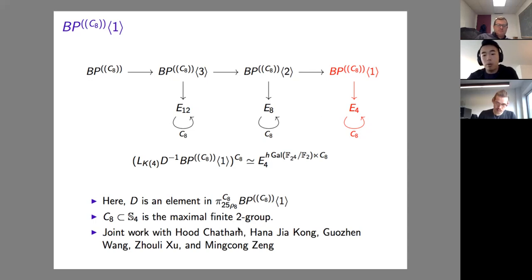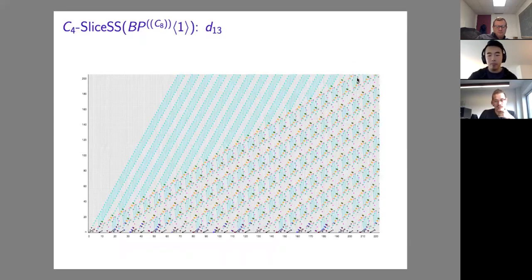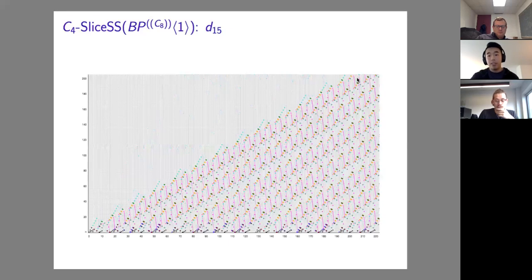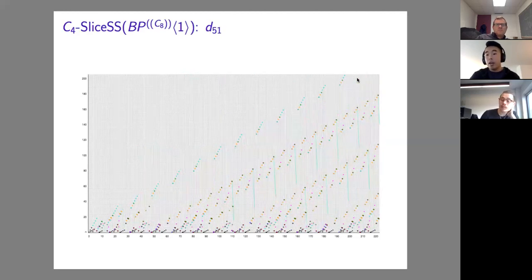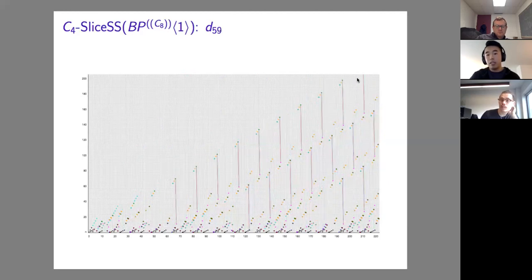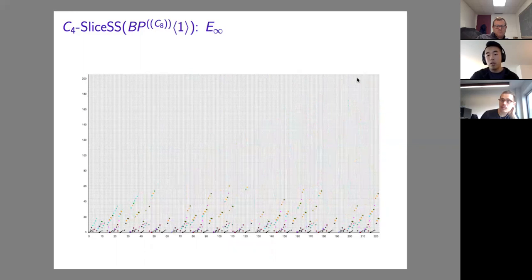So this is joint work with Chatham, Hannah Jia Kong, Guozhen Wang, Zhou Xu, and Mingkong Zhang, where we computed the C4 slice spectral sequence of BPC81. So here's a picture. Again, it starts at the E13 page. We got D13, D15, D19, D21, D23, D27, D29 differentials. And you might start to see that things look a little similar to the case for BPC42. Whenever there's a Dr differential in BPC42, there will also be some Dr differentials in the C4 slice spectral sequence for BPC81.